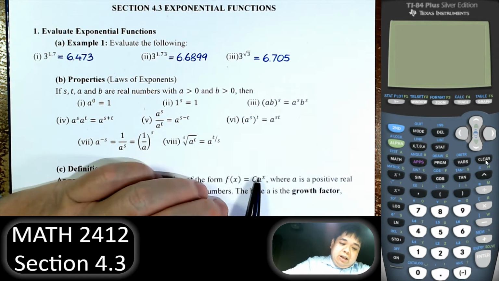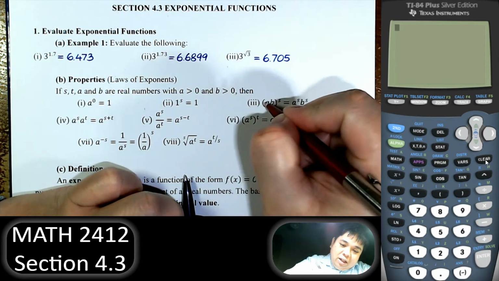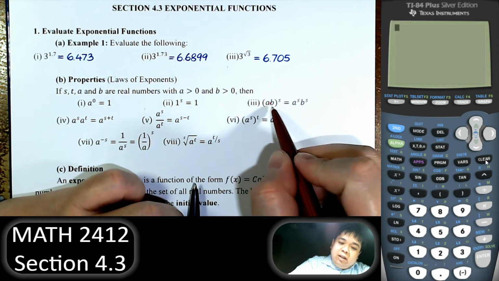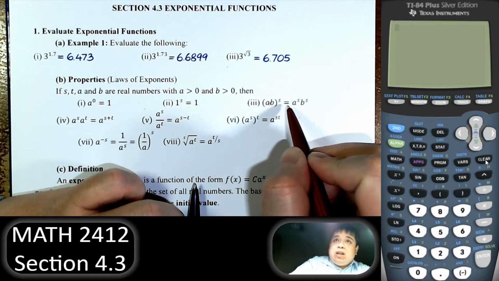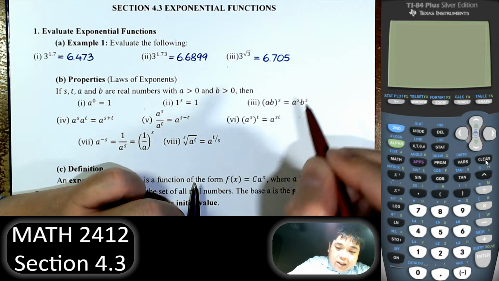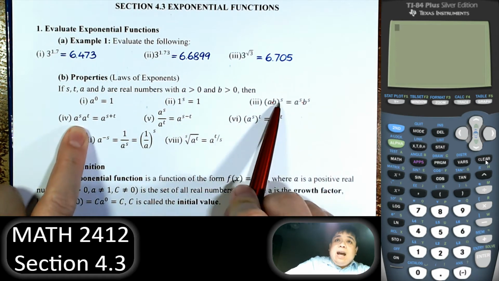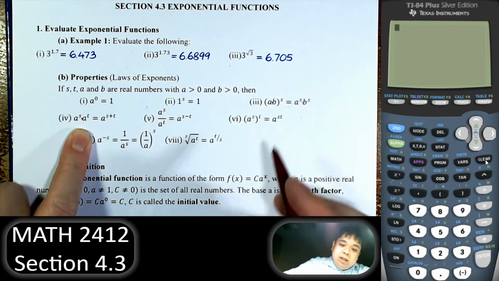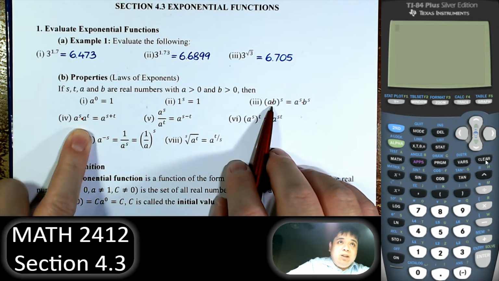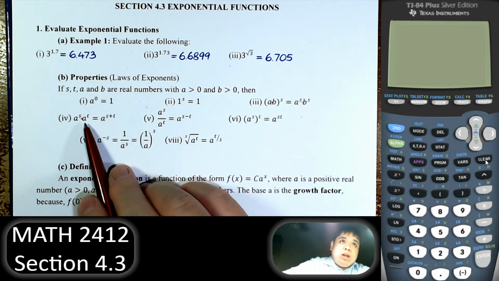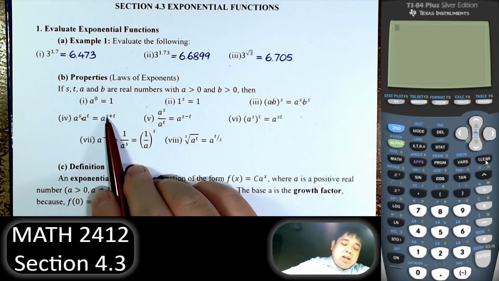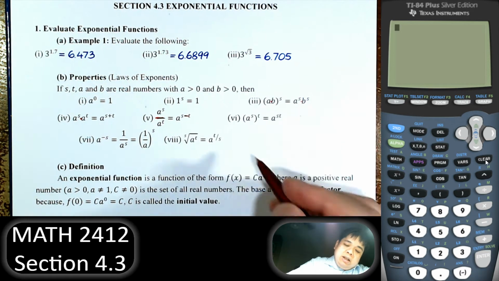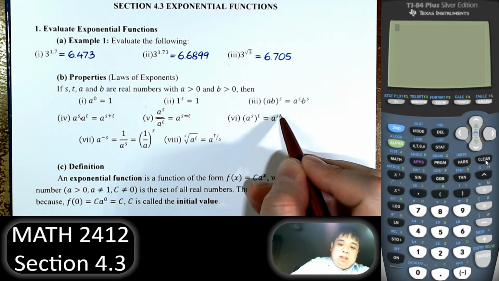Now, if I have a times b to the s power, it is the same thing as a to the s and then b to the s power. The difference between that property and this property is that this one has one base, and this one has two different bases, right? And when we multiply two things with the same base, we add the exponents, if we divide, we subtract, and if we have another power, we just combine the powers.